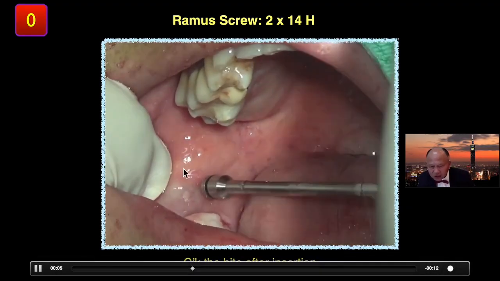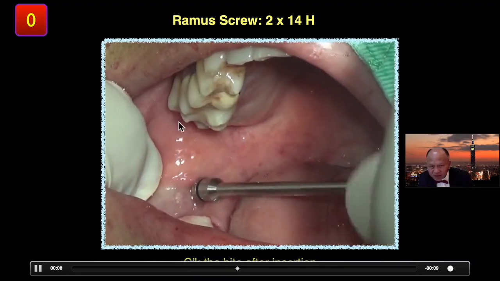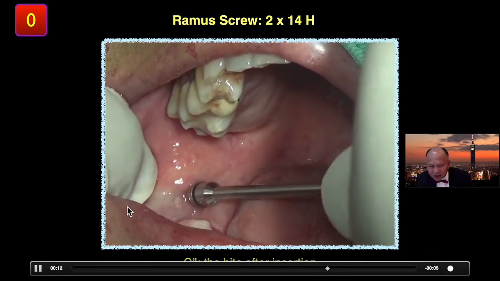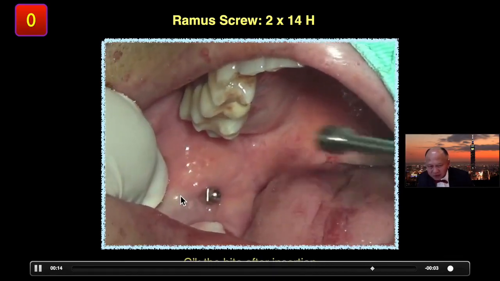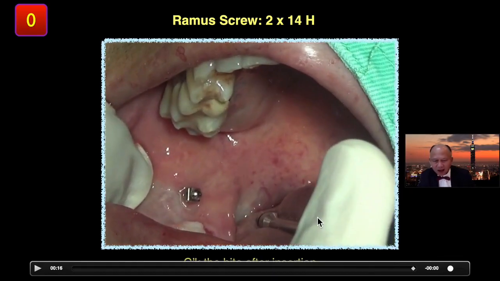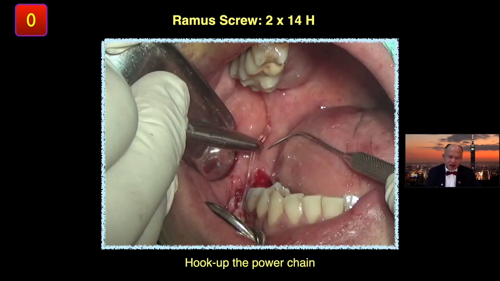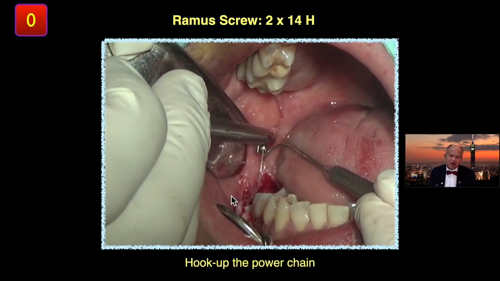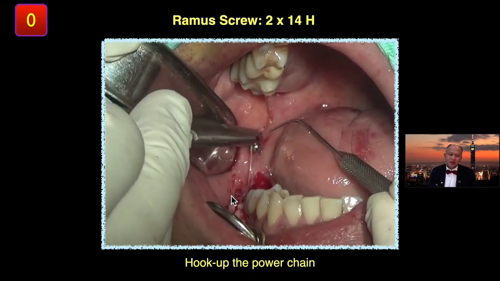Sometimes you also need to check the occlusion. If they hit the upper second molar, you might want to make it deeper and deeper, or raise the bite on the other side with glass ionomer cement. And now you hook on this power chain. Oh, so easy. And you cut the extra.